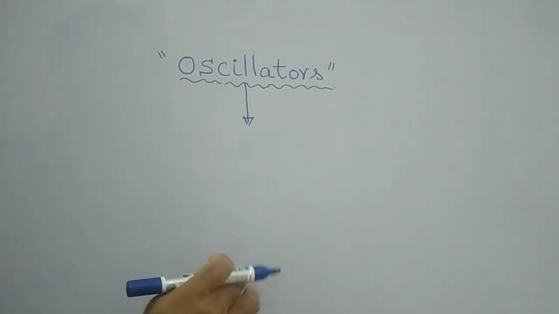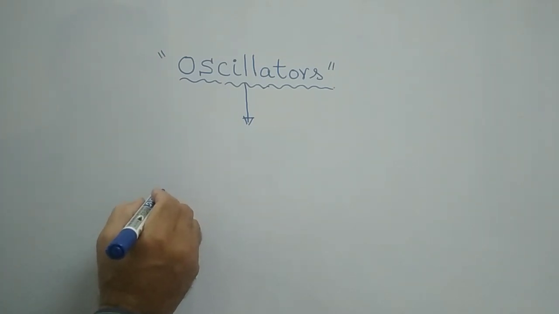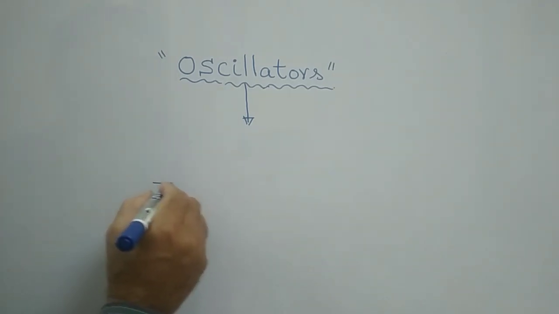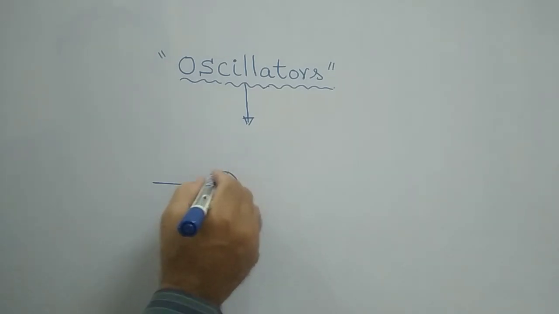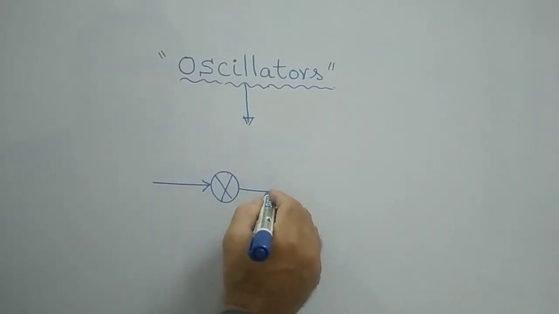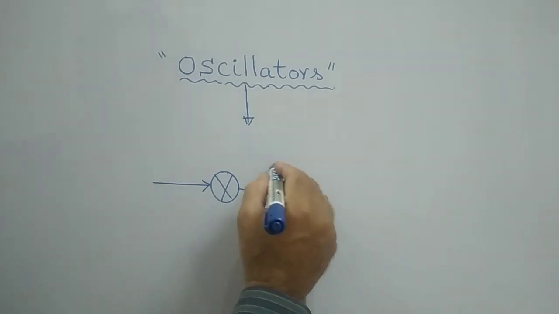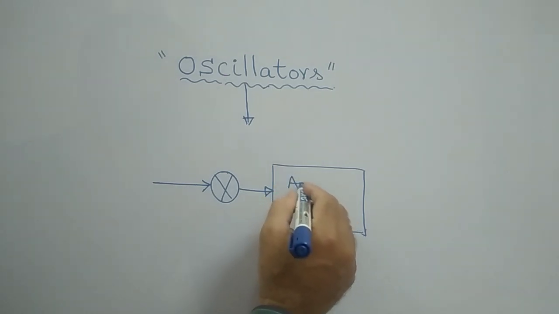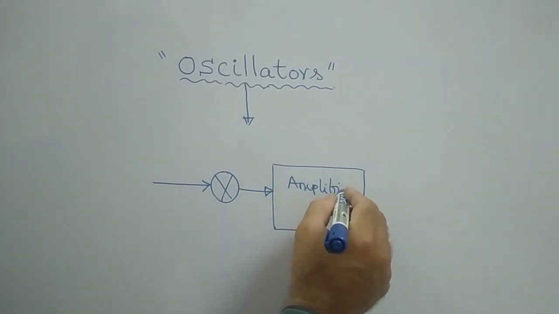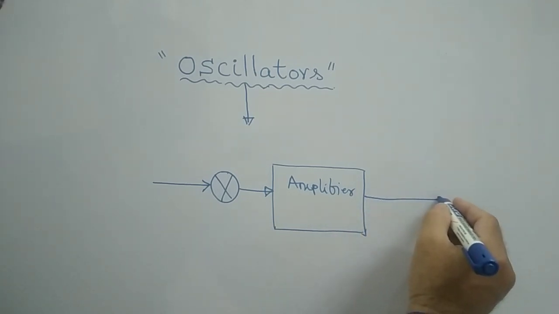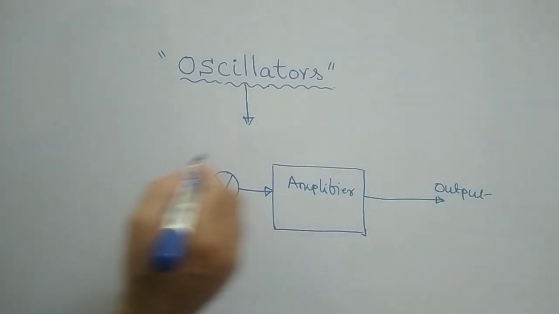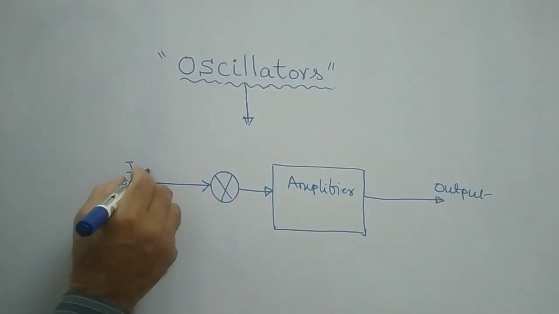As I already explained in our earlier presentations, if you recall, any electronic circuit which uses feedback will be in this form. It will have different stages. This is basically an amplifier, from which we take the corresponding output here. This is our output, and this is my input.